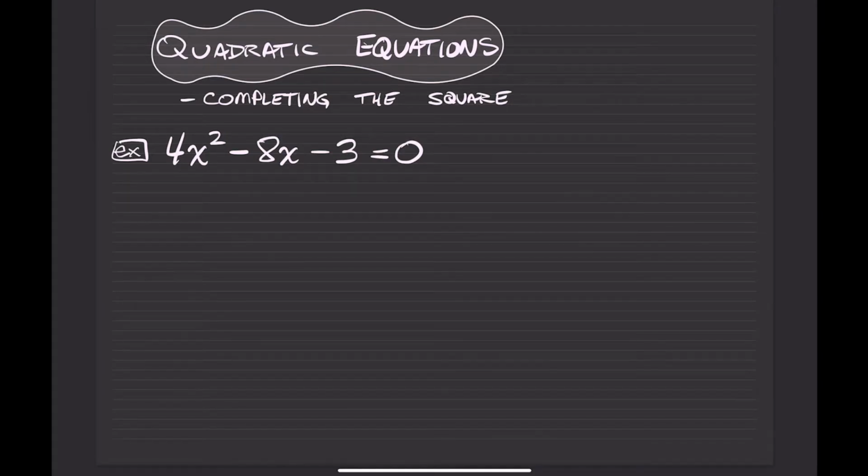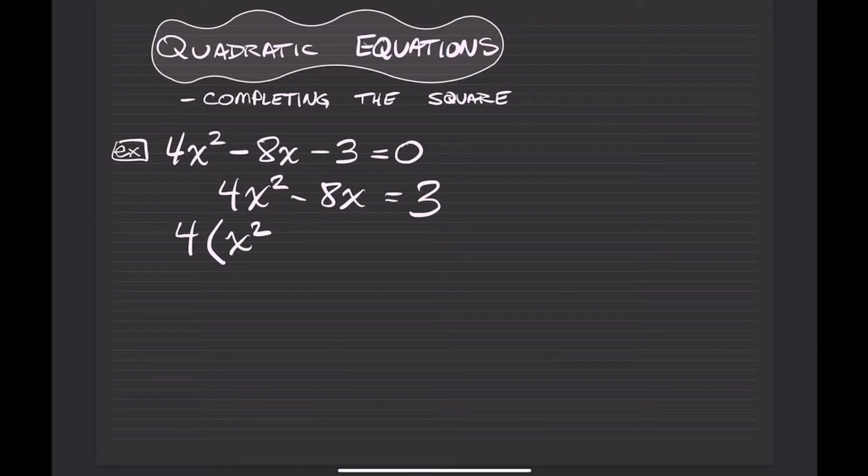Alright, one more completing the square problem. We're given 4x squared minus 8x minus 3 is equal to 0. So we'll move that 3 over. So we have 4x squared minus 8x is equal to 3. And on the left-hand side, we could factor out a 4. And then we have 4 times x squared minus 2x left inside.